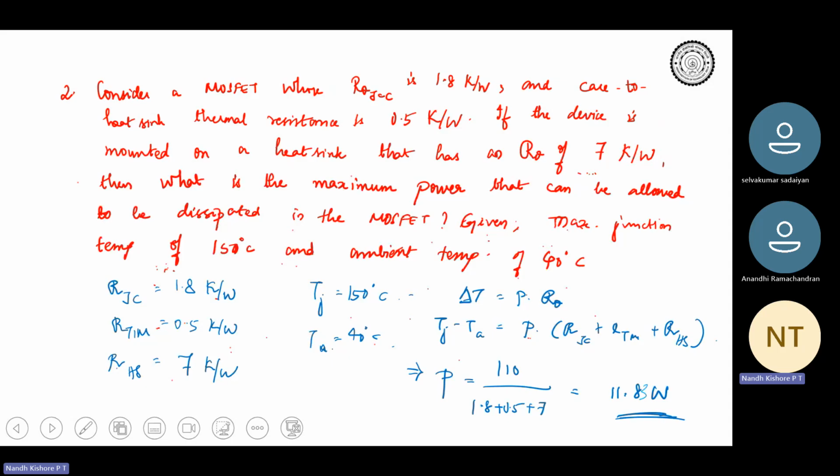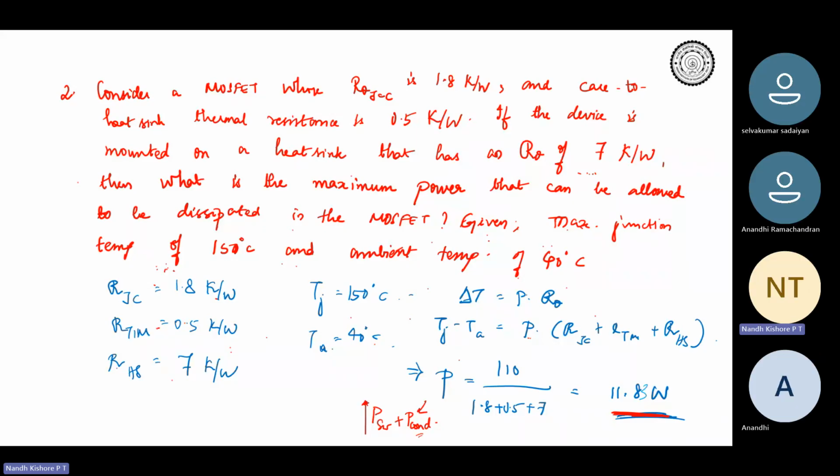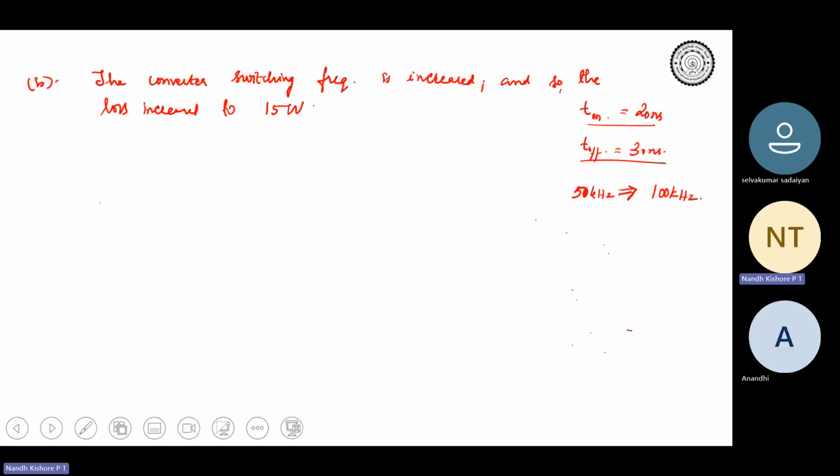In the previous problem, we calculated the power loss as 11.8 watts. This power loss includes both the switching loss and the conduction loss. But now, some component of the switching loss has increased because the switching frequency increased. The conduction loss may remain the same, but because of the switching loss, your total power loss has increased from 11.8 to 15 watts. Now the question is, what will be the junction temperature?